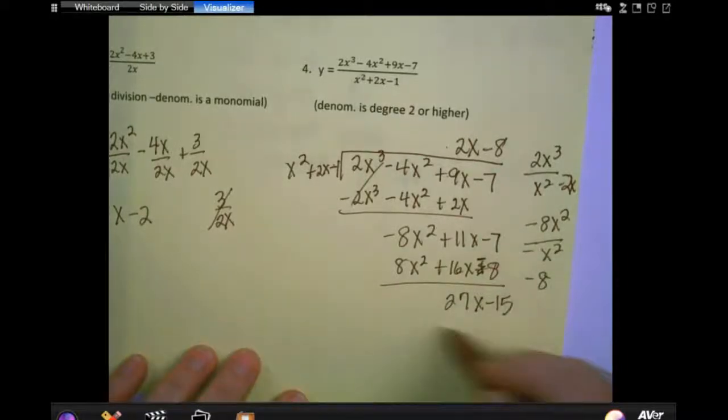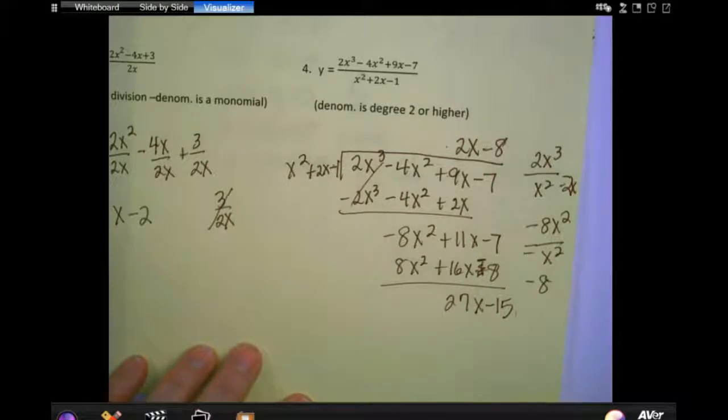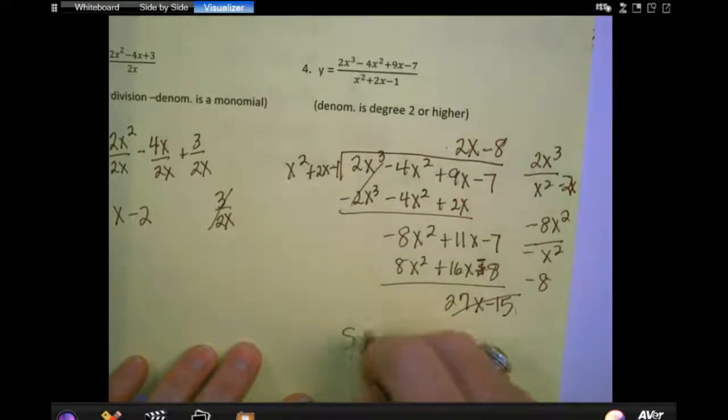So what is the 27x minus 15? Remainder, so we don't care.